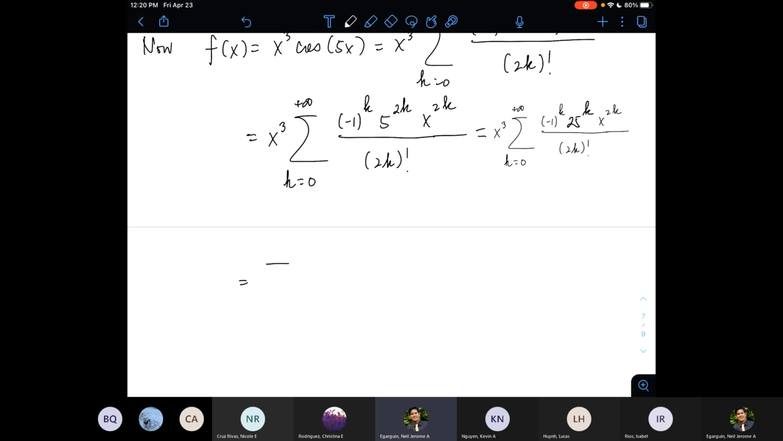So I'll have the sum of negative 1 to the power k, 25 to the k, x to the 2k plus 3, because remember, when you're multiplying powers of the same base, you simply add exponents, all over 2k factorial, k going from 0 until positive infinity.